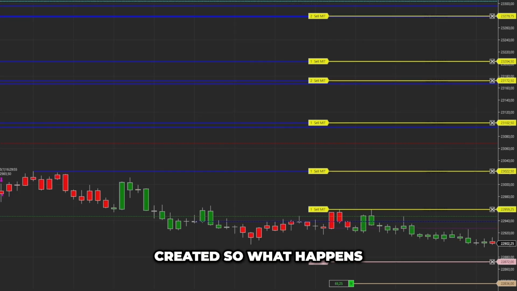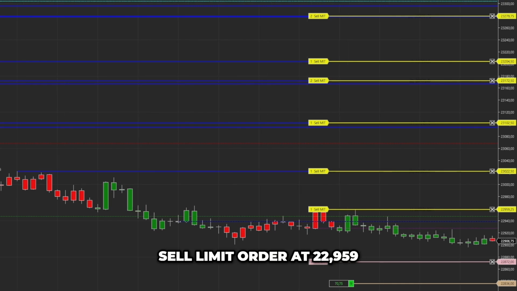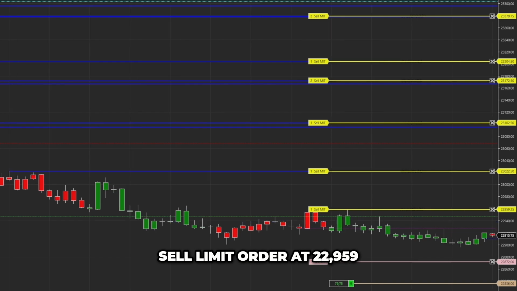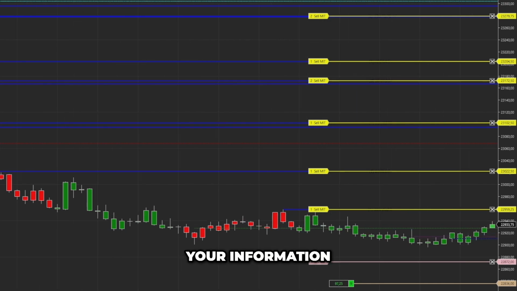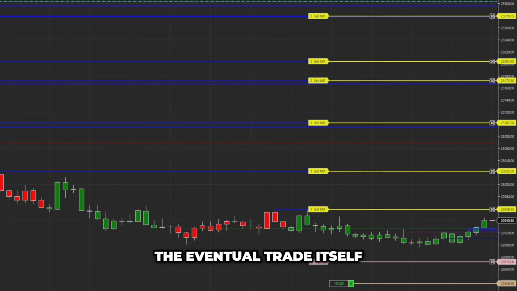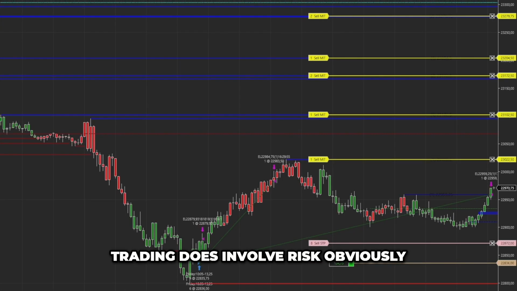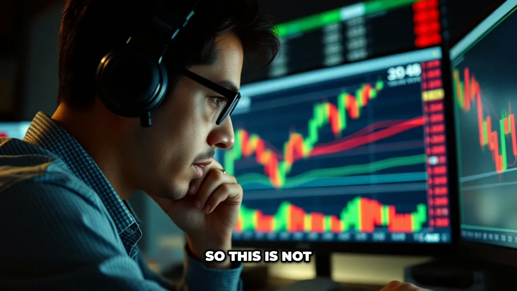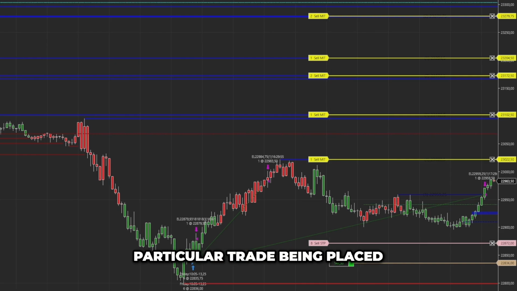New liquidity pool was created. So what happens? The following happens. We create a new sell limit order at 22,959. We still haven't hit our stop loss, meaning it will just manage the trade just fine. For your information, in this NFP trade, the eventual trade itself actually had a profit of 2k USD. Trading does involve risk, obviously, so this is not a claim or anything. This is just this particular trade being placed.